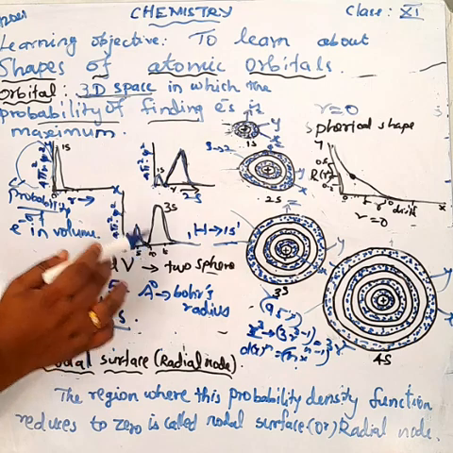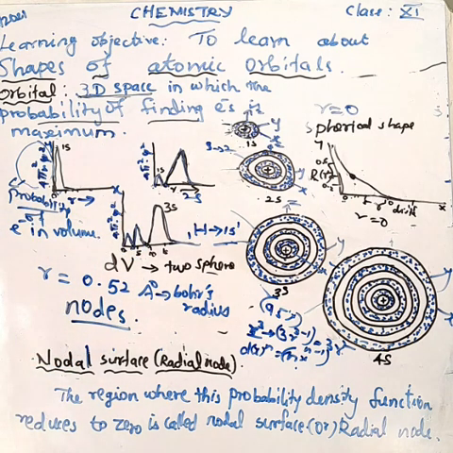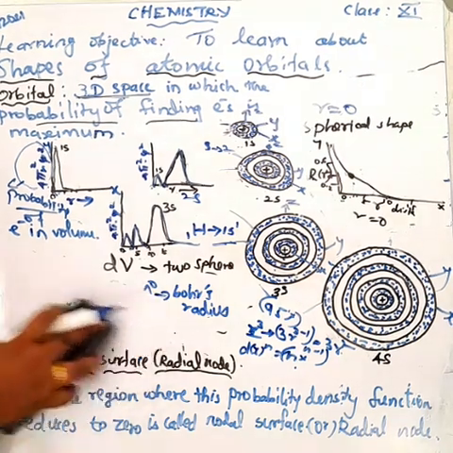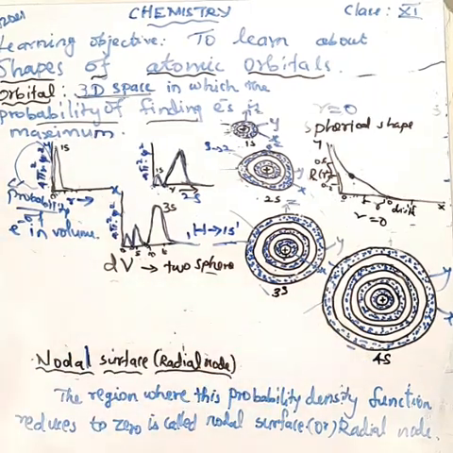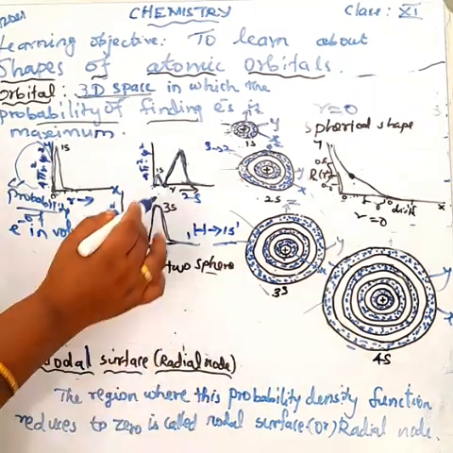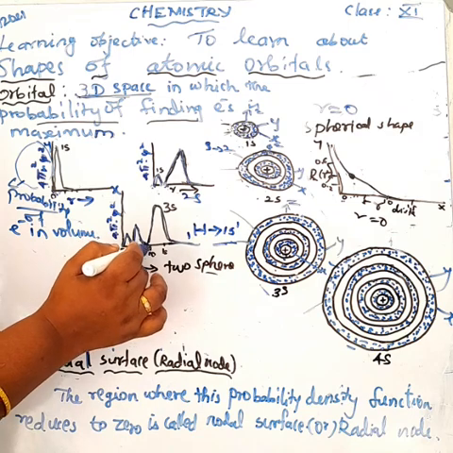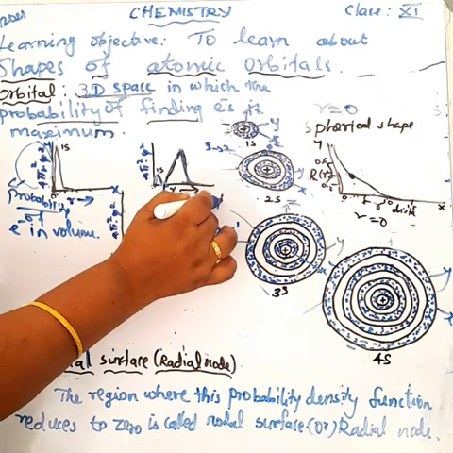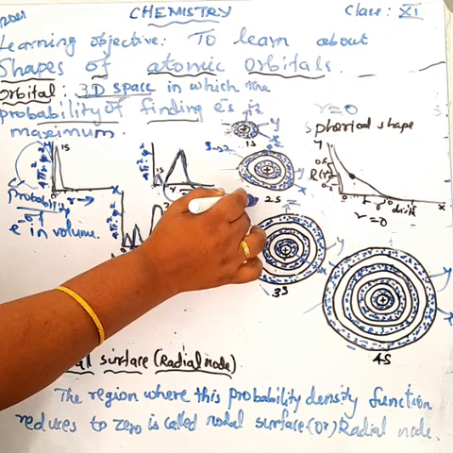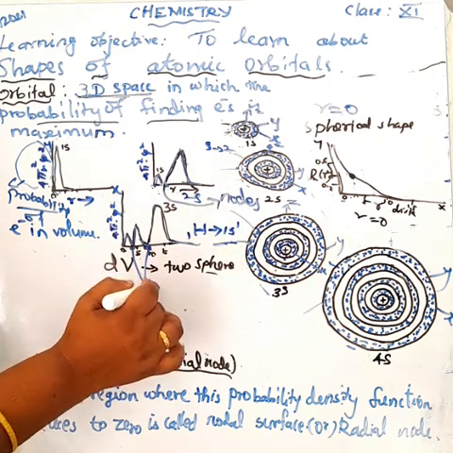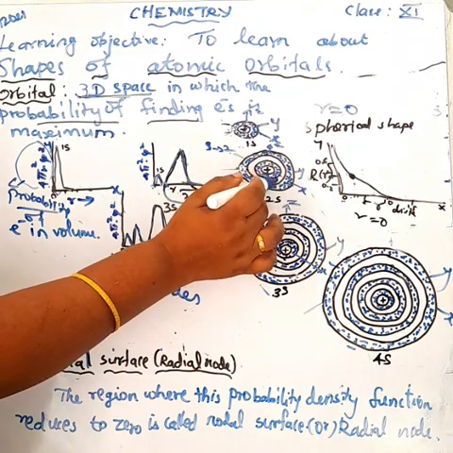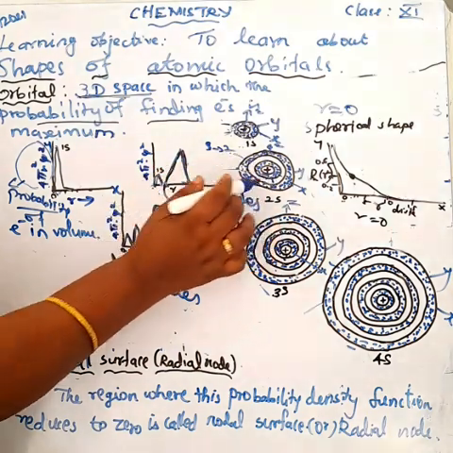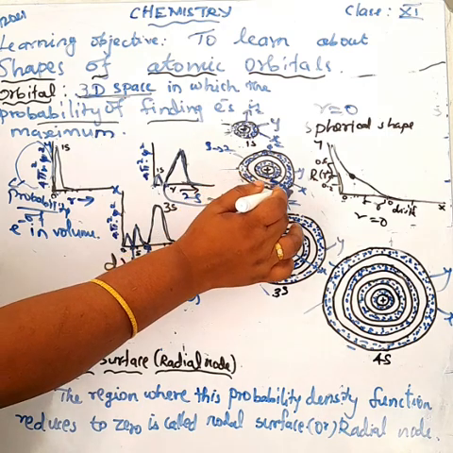Why is the node here? What is a node? The region where the probability density function reduces to 0. That space is called a node, or nodal surface, or radial node. Okay, when we look at the shape of the s orbital, first the 1s orbital, and then the 2s orbital, there is an empty space. This empty space is called a node.